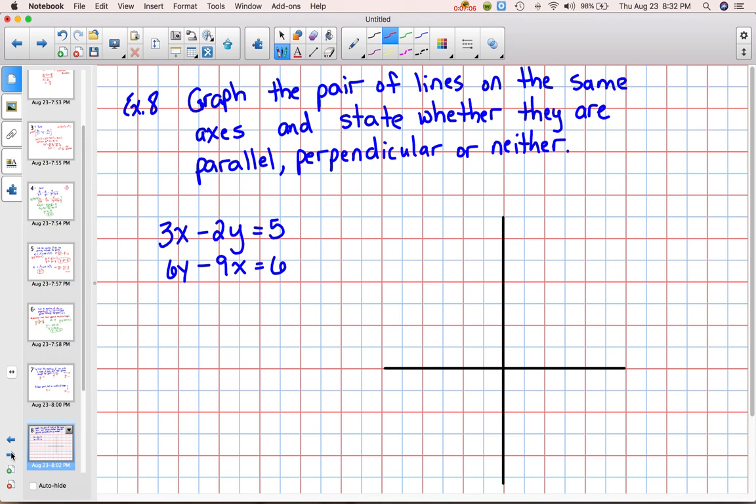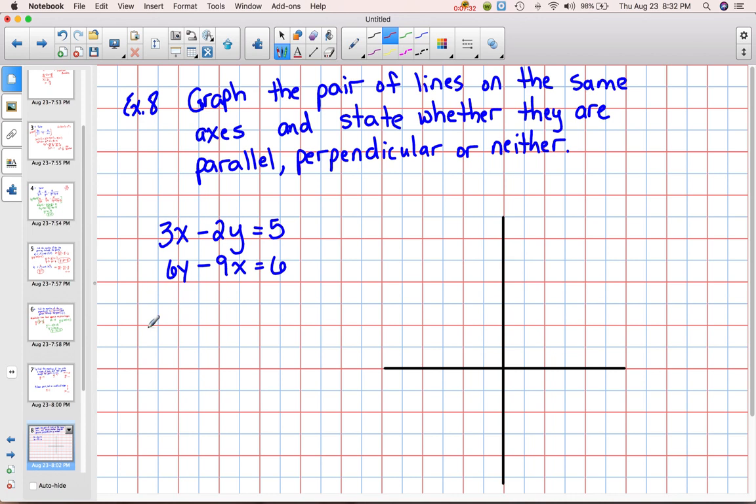Next, a little bit of graphing. Graph the pair of lines on the same axes and state whether they are parallel, perpendicular, or neither. Now notice the x and y were switched around. This is in standard form, and if you prefer to graph it that way, you can do that. I'm going to go ahead and change these to slope-intercept form.